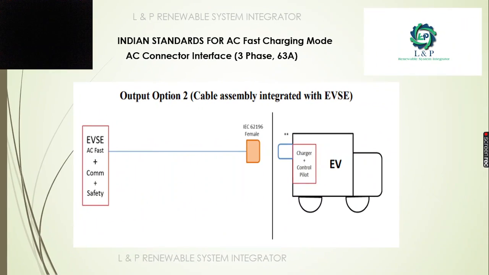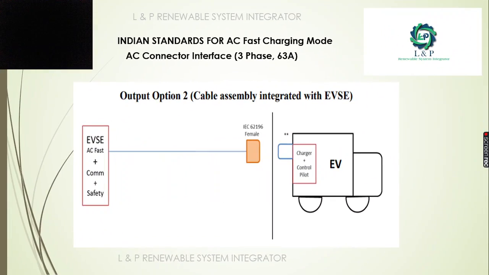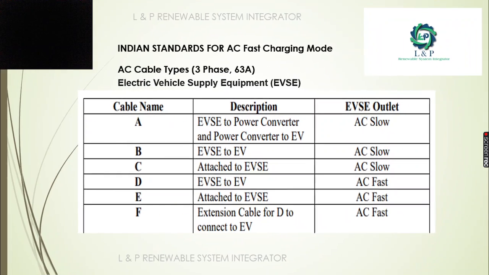So we're going for 3-phase cables. In 3-phase cables up to 63 amps, we can use AC interface. In that also we have two options. The first option is a detachable cable supply, and the second one is a cable supply integrated with the electrical supply equipments.